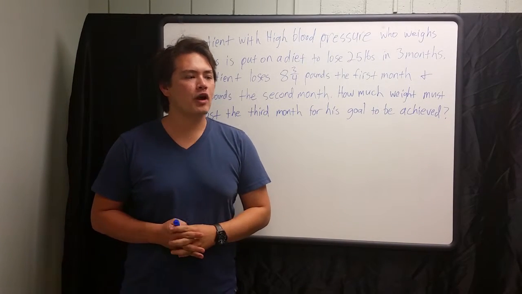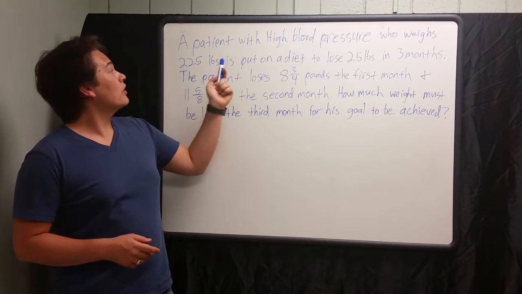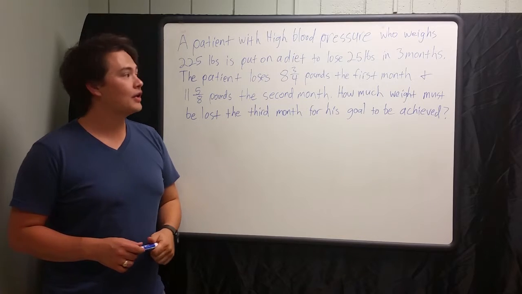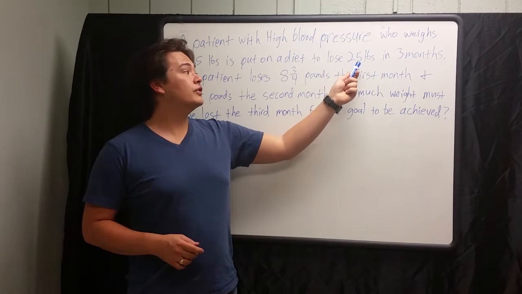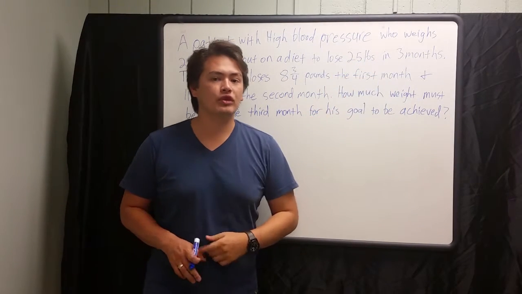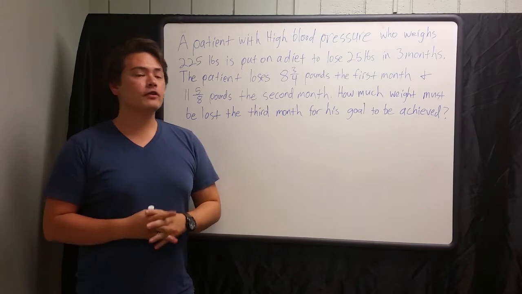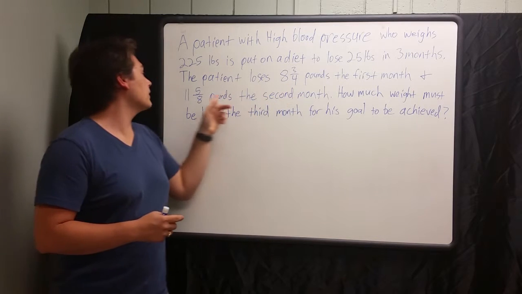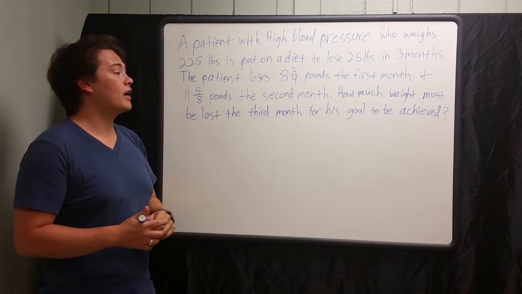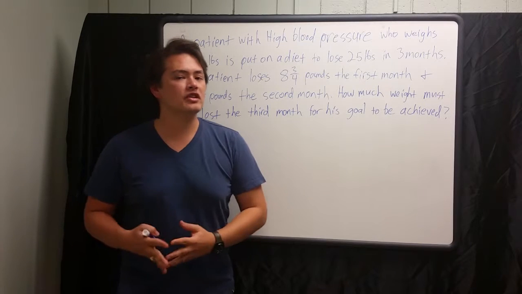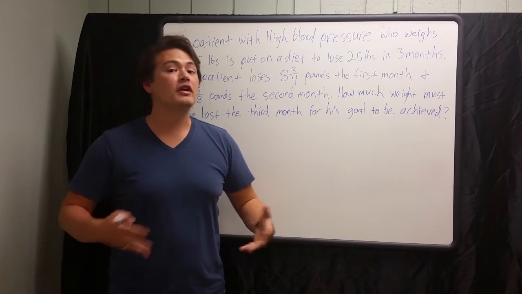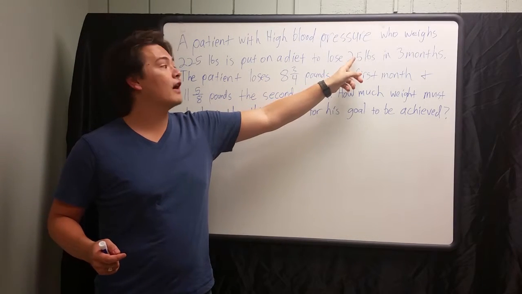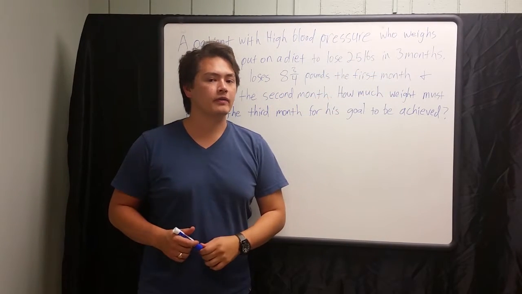So when looking at this problem, don't worry about how much the patient weighs, the 225 pounds. Focus more on the fact that he has to lose 25 pounds in 3 months. In the first month, he loses 8 3/4 pounds. In the second month, he loses 11 5/8 pounds. But we don't know how much he needs to lose in the third month, but it needs to add up to 25 pounds because he needs to lose 25 pounds in 3 months.